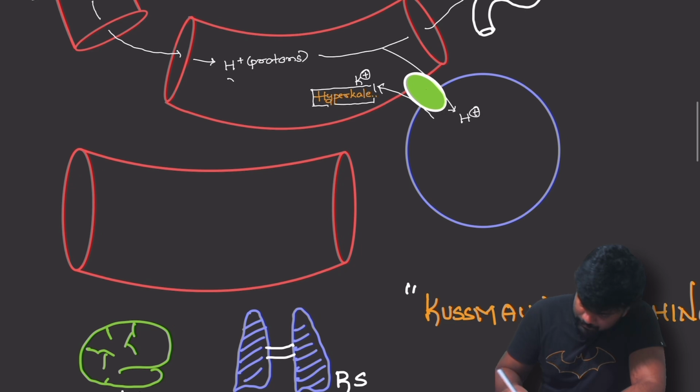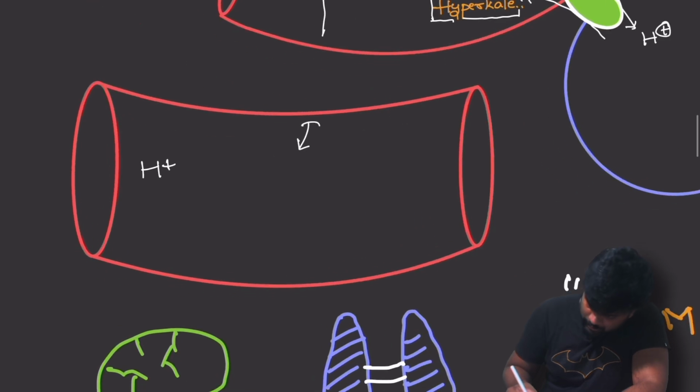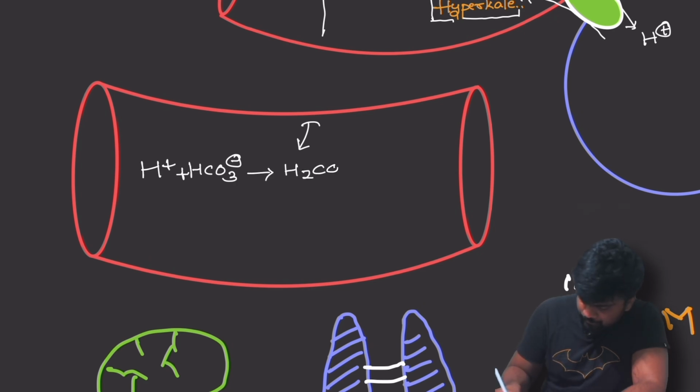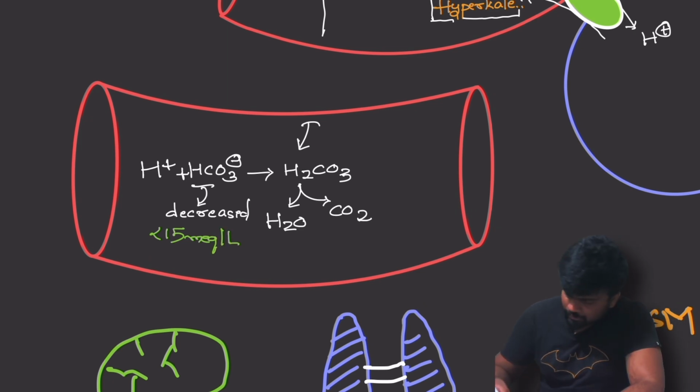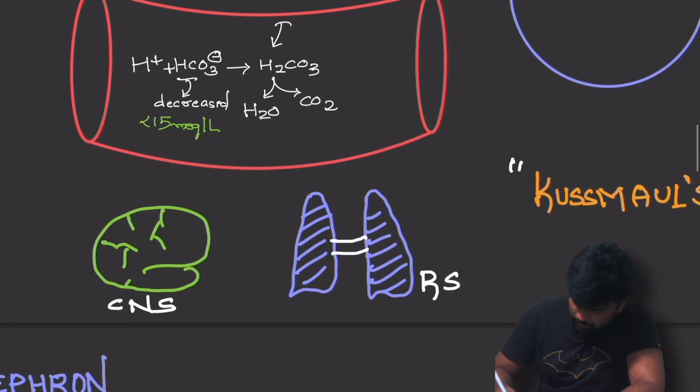Now this same H+ combines with HCO3- and leads to formation of H2CO3. This H2CO3 will be breaking down into H2O and CO2. So while buffering this, the HCO3 level will be decreased. The level can go to less than 15 milliequivalents per liter. Whatever CO2 is formed will be removed out in respiration.